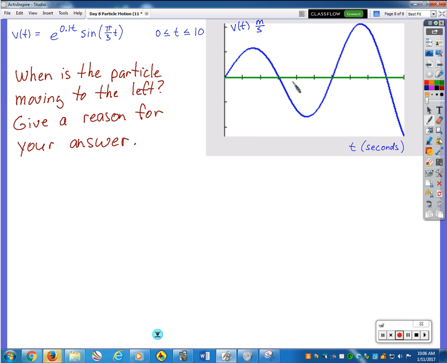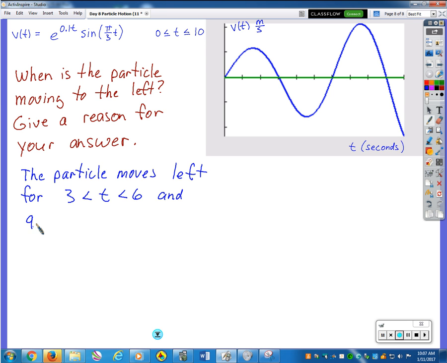Okay. Here's how you'd write the answer, Heidi. You would say, particle moves left for, let's see, times that are between 3 and 6 and 9 and 10. So that's the answer. We have to give a reason.